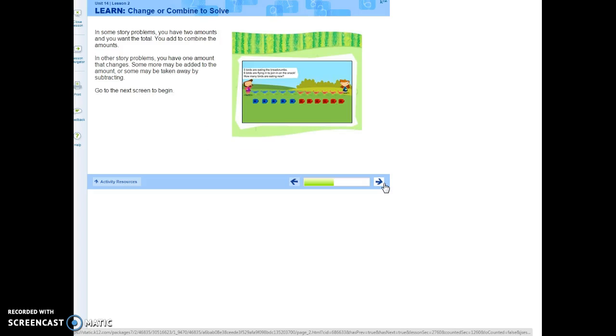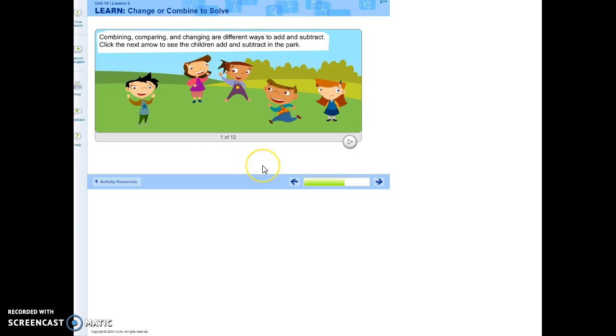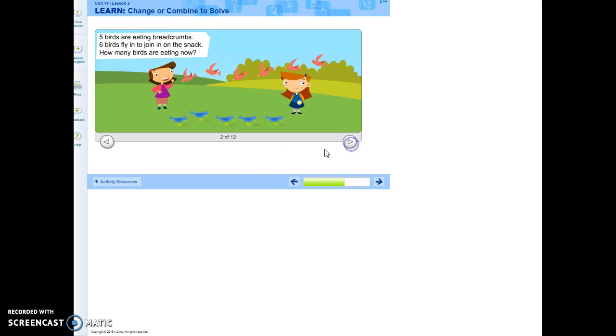In some story problems, you have 2 amounts you want to find the total. You can add to combine the amounts. In other story problems, you have 1 amount that changes. Some more may be added to the amount, or some may be taken away by subtracting. Combining, comparing, and changing are different ways to add and subtract.